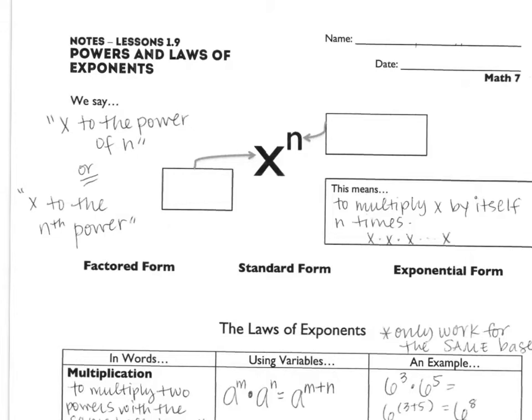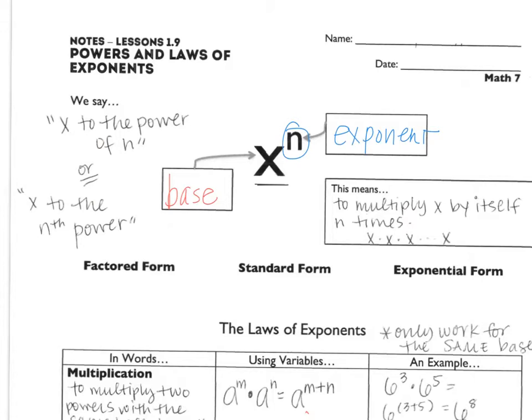And when we see this, we know that this part right here is called the base. And this right here is your exponent. The way that we say that is x to the power of n, or we can say x to the nth power. And what this means is that you are multiplying x by itself n times.